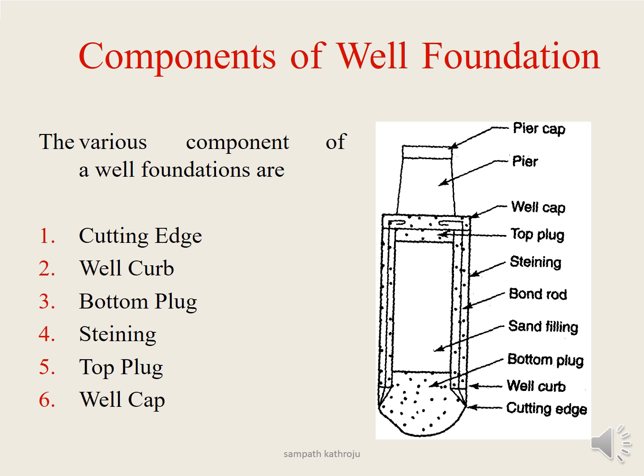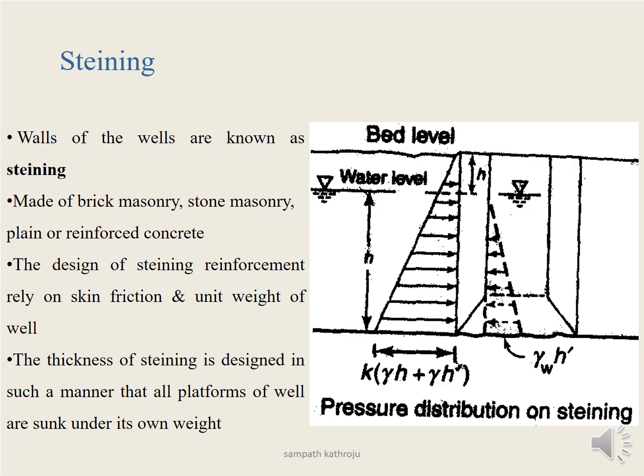Then steining is the actual wall of that well foundation. Top plug: after filling the required material inside the hollow portion, the top plug is provided. Well cap is provided, over which the pier is constructed. The wall of the well is known as steining. It may be brick masonry, preferably reinforced concrete is used, but in very small cases stone masonry can be used.